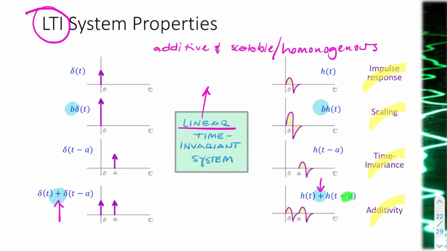Where did the t minus a come from? It came from the time invariance. Where did the plus come from? It came from the additivity.